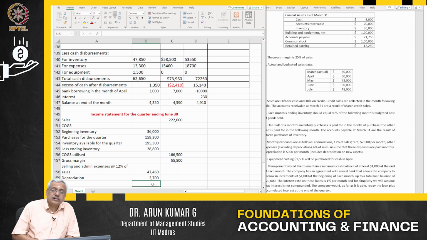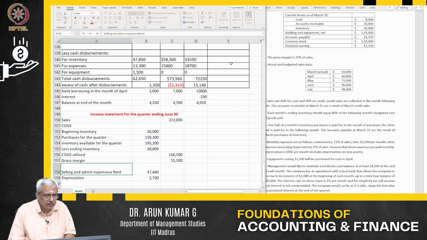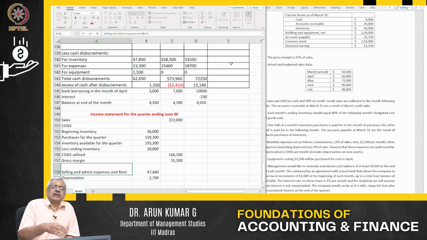Depreciation also done. Selling admin expenditure at 12% of sales plus rent. I'm going to look at plus rent. Selling and admin expenditure and rent. Let us look at everything put together. And rent out there, because I've added everything. It's not 12, it is 18% on rent. So that is all. I've basically taken that into consideration out there.